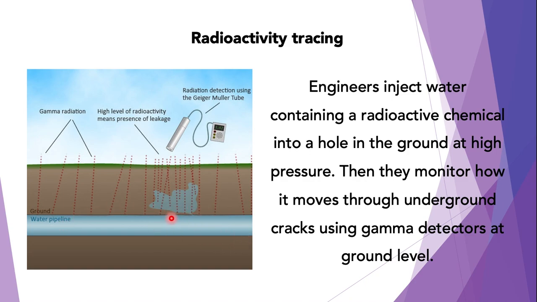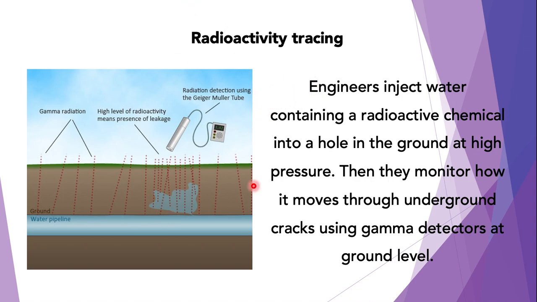So engineers may want to trace underground water. For example, they may be constructing a new waste dump, and they need to be sure that poisonous water from the dump will not flow into the local water supply. So this is what radioactivity tracing is.